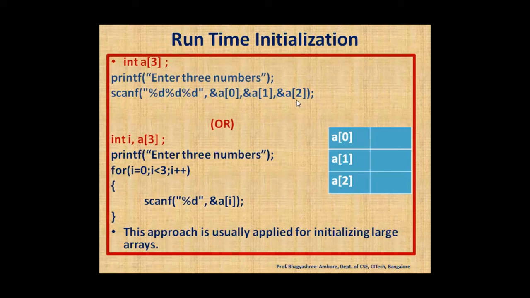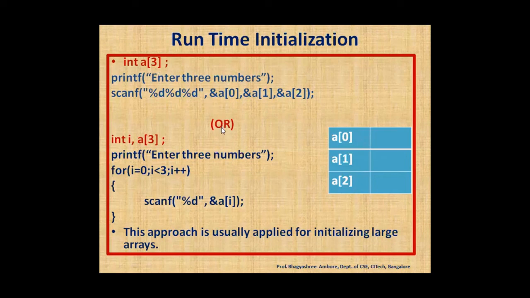Fine, this will work. What if the array size is 30? How will you read? How many percentage Ds are required? 30 percentage Ds are required. How many addresses you have to give? 30 addresses you have to give. As the array size increases, the size of the scanf function will also increase. This becomes very tedious as the size of array increases.